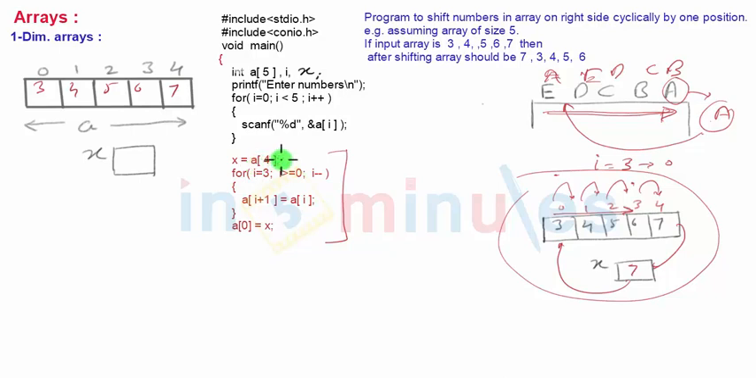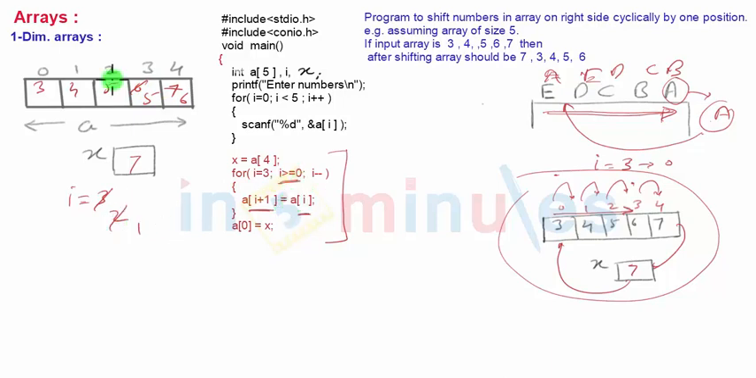First we'll put A4 into X, so 7 goes into X. Then for I equal to 3 to I up to 0, we'll shift every ith value into I plus 1 location. See the example over there, I becomes 3. When I is 3, that time A3 will be placed into A4. So 7 is overwritten by 6, then I becomes 2, condition is true. A2 placed into A3, 6 overwritten by 5, I becomes 1, condition is true.